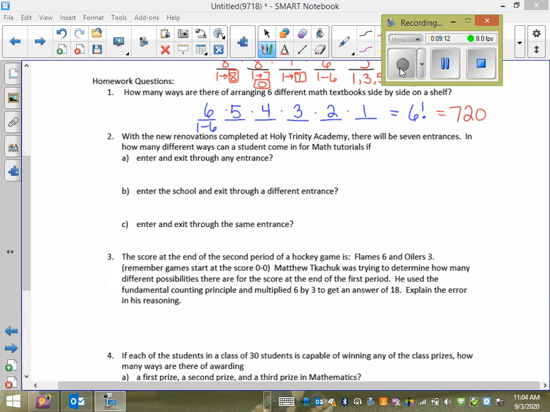So this next one, a lot of people read into it a little bit wrong. With the new renovations completed at Holy Trinity Academy, there will be 7 entrances. In how many different ways can a student come in for math tutorials if they enter and exit through any entrance? So I'm entering and I'm exiting. That's 2 blanks. That's all you should have. An entering blank and an exiting blank.